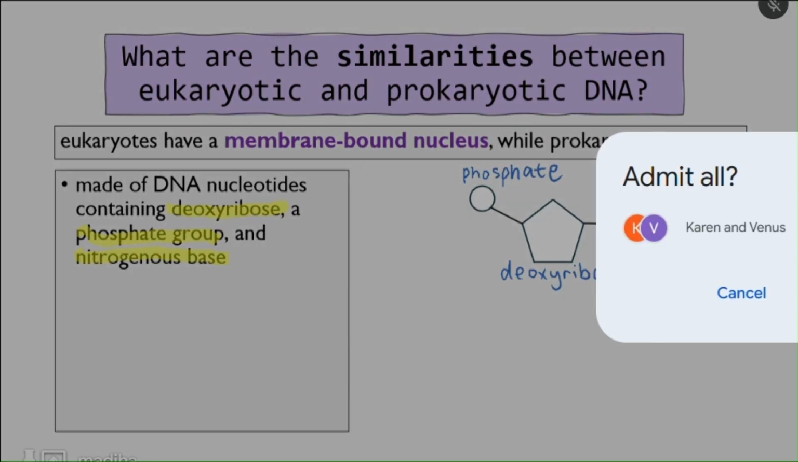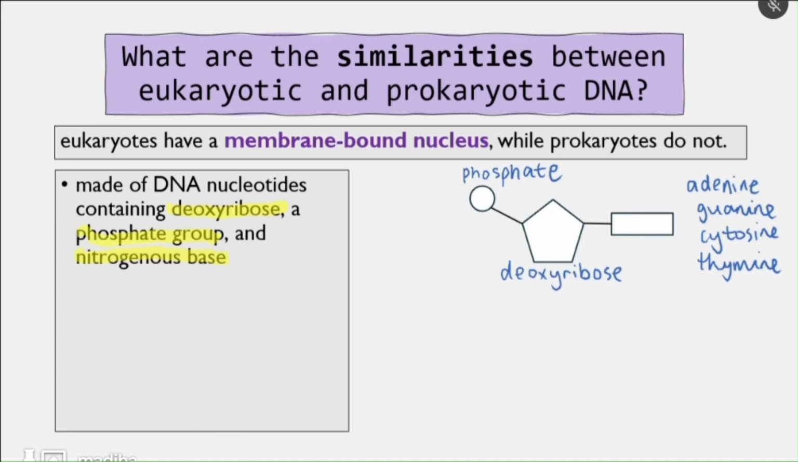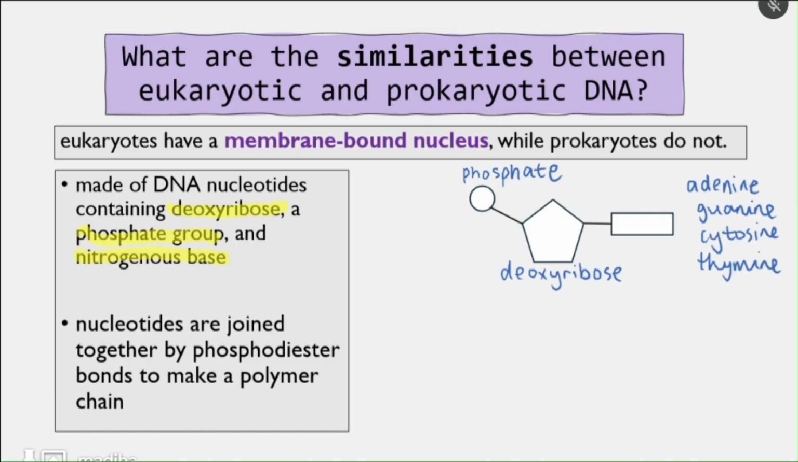And in every single DNA, so in both eukaryotic and prokaryotic DNA, you've got all of these nucleotides looking the exact same. And in terms of how they actually connect, we've also got nucleotides joined together by phosphodiester bonds to make a polymer chain. This is the same in both eukaryotic and prokaryotic DNA.